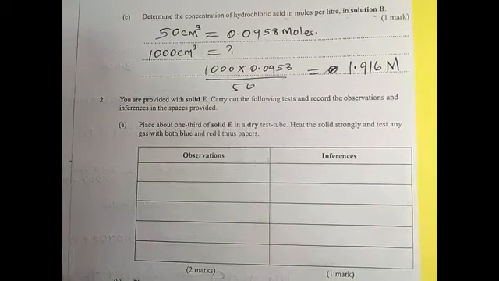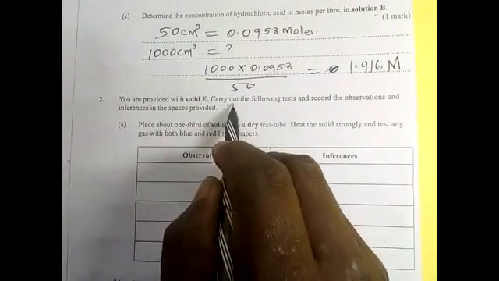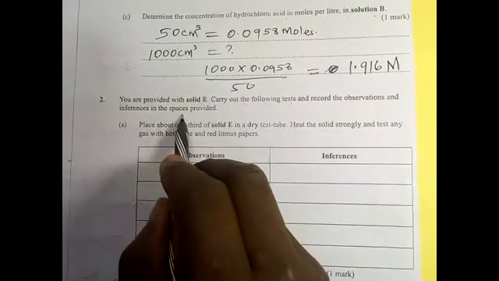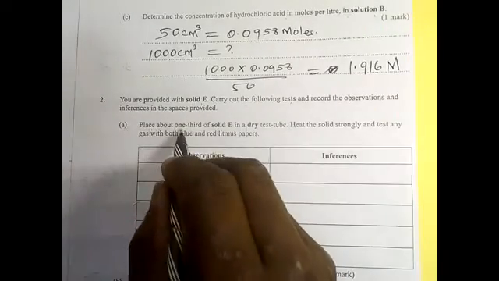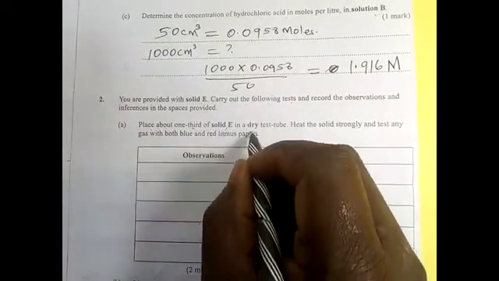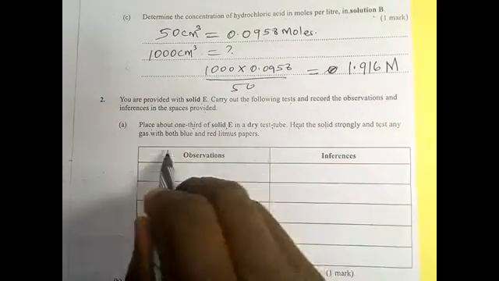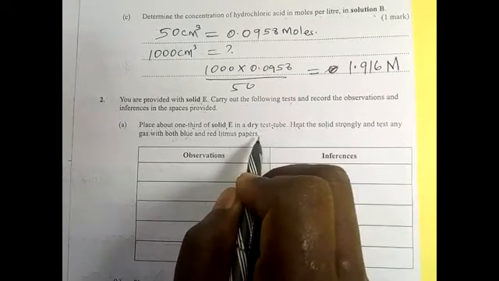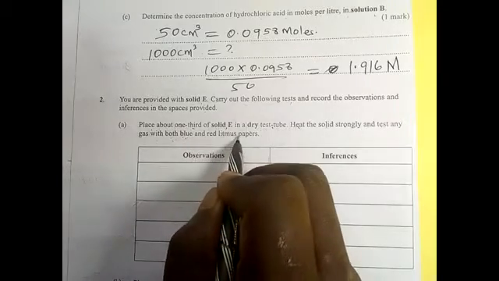Now let us go to question 2 and look at the qualitative analysis part of it. You are provided with solid E. Carry out the following test and record the observations and inferences in the spaces provided. Place about 1/3 of solid E in a dry test tube. Heat the solid strongly and test any gas with both blue and red litmus paper.